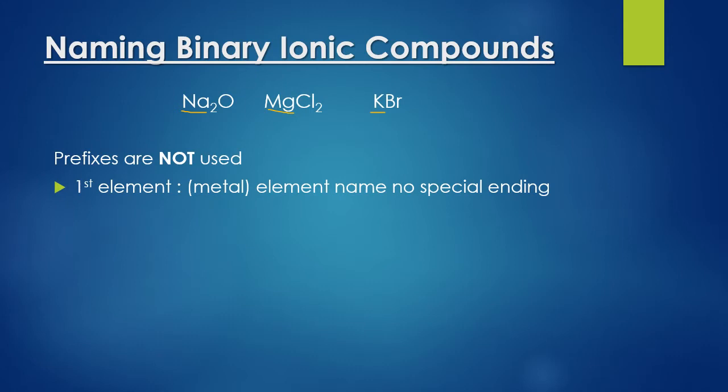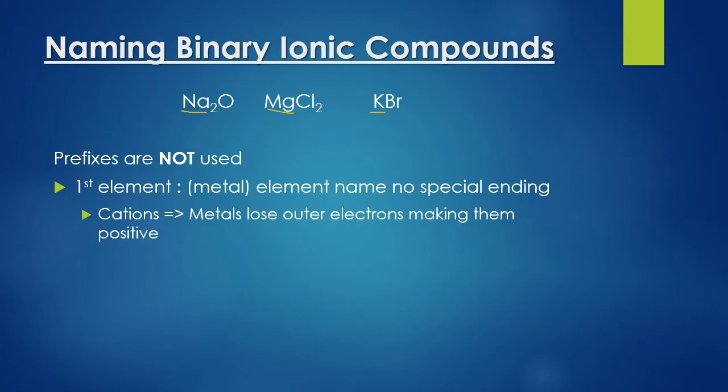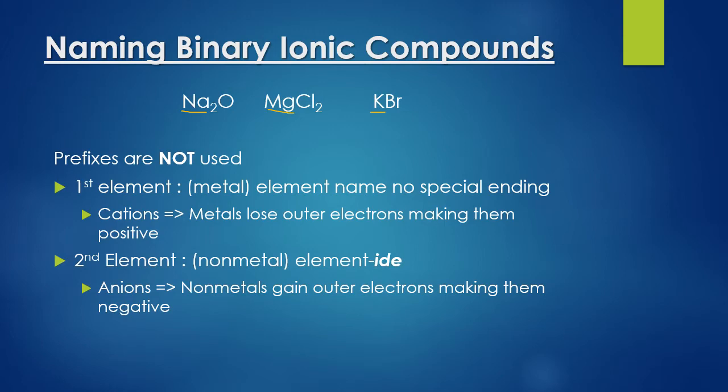When we name them, we're simply going to take the first element, straight off the periodic table, no special ending. That's going to be the metal portion, the cationic portion, the positive ion. Then the second element present, which is the nonmetal, we're going to put the element name with just an IDE ending. So we are still going to use IDE endings like we did for covalent, but we're not going to use a prefix. Now the nonmetal portion is usually the anion because they gained an electron from the metal portion, making them negative.